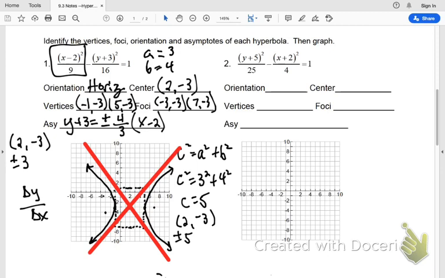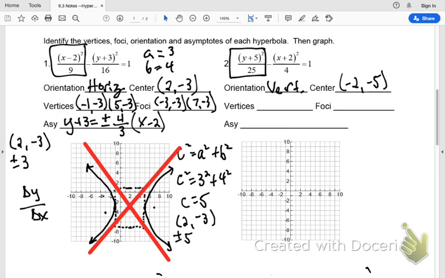All right, so that's the first one graphed. Let's do the second one. I'm going to clear that one off. Well, I'll leave it. I think we've got enough room. So this time, the positive term is the y, so that tells me it's vertical. The center is at -2, -5. It's easy to get those mixed up. Remember, the x value of your center is with the x, and the y value of your center is with the y.